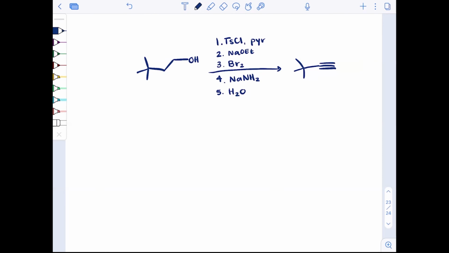We'll touch on a couple more in class that are going to be helpful for our transformations, especially the ones that we'll see in subsequent chapters in second semester organic chemistry.